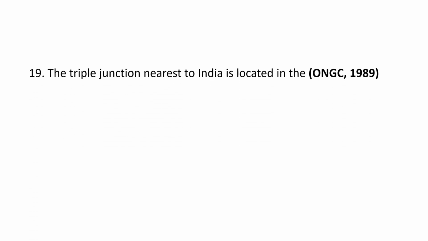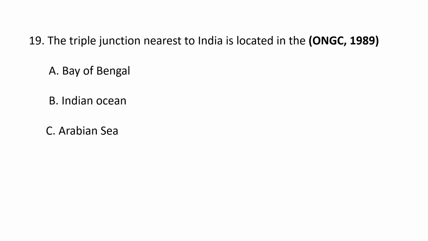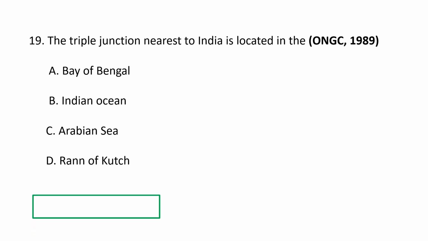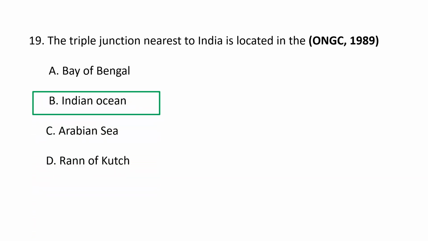Next question. The triple junction nearest to India is located in the A. Bay of Bengal, B. Indian Ocean, C. Arabian Sea, and D. Rann of Kutch. So the triple junction nearest to India is located in the Indian Ocean.